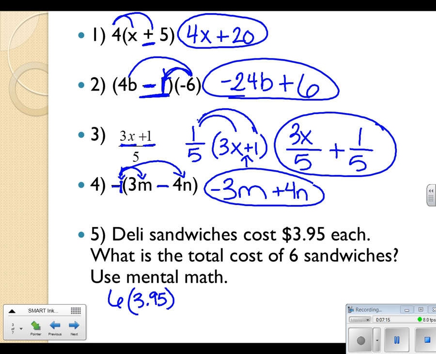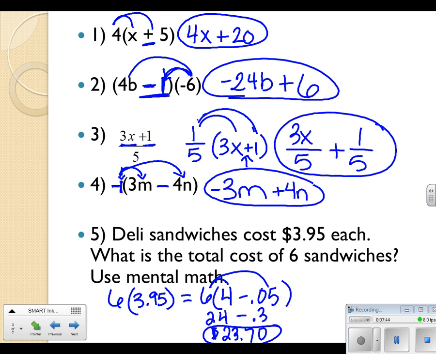And so if I use the distributive property to use the mental math, this would be the same as saying, well, 6 times $4 minus 5 cents, which is $3.95. So if I were to distribute, using the distributive property, 24 then minus 6 nickels, which I know is 30 cents, $24 minus 30 cents gives me $23.70.